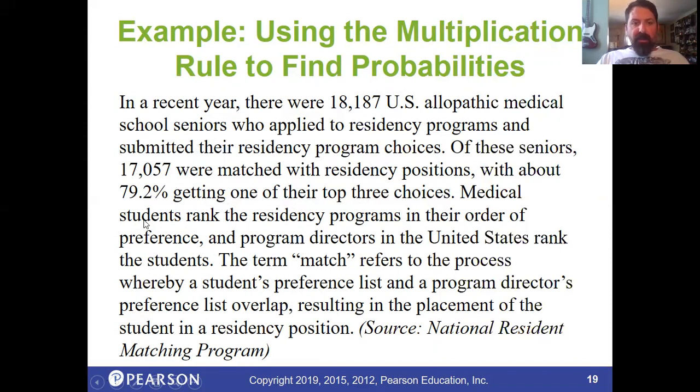That's pretty good. Medical students rank the residency programs in the order of their preference, and program directors in the United States rank the students. The term matched refers to the process whereby a student's preference list and a program director's preference list overlap, resulting in the placement of a student in a residency position. Well, that's really wordy. What do they want to know?